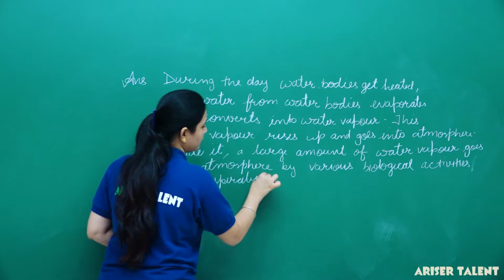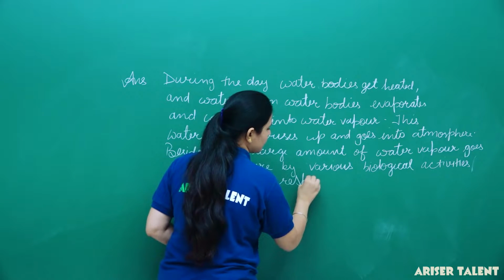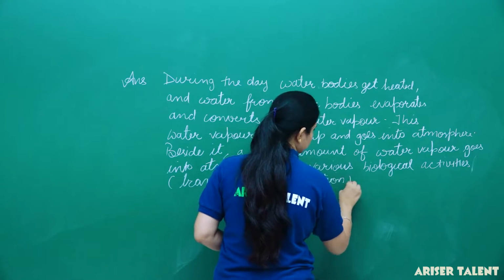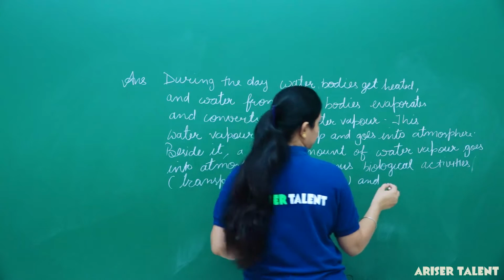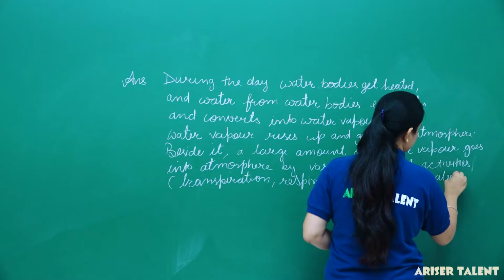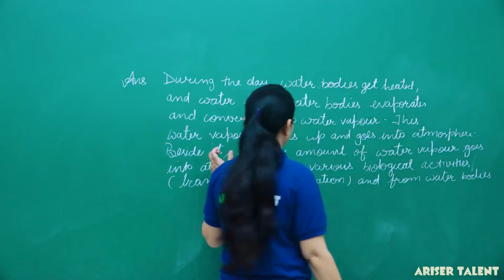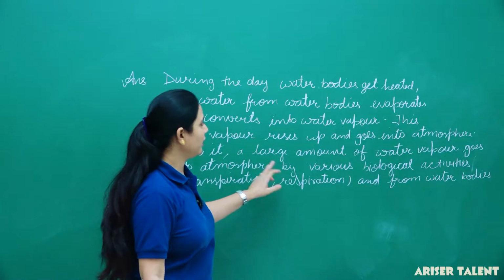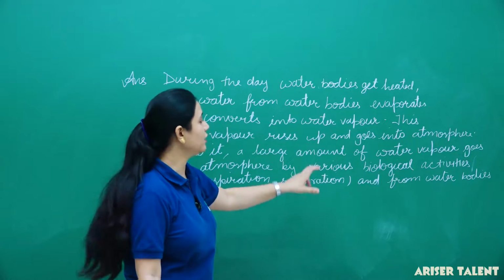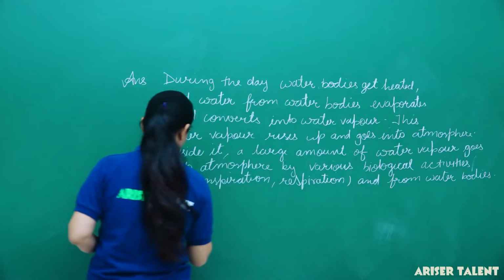Transpiration is generally done by the plants, and respiration by living organisms like animals, and evaporation from water bodies. So a large amount of water vapor goes into the atmosphere by various biological activities like transpiration and respiration and from water bodies.